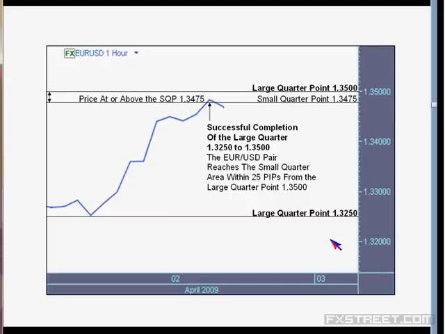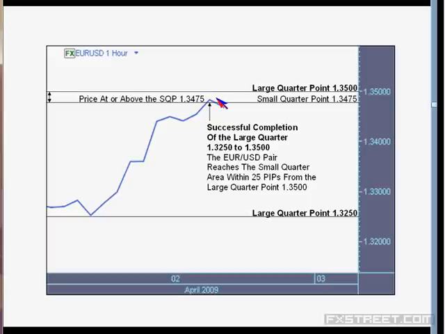So what is the successful completion of a large quarter? Once again, this is a move from a large quarter point. This example gives you the euro-dollar pair. From the large quarter point at $1.3250, you can see the price moving above it, finding support around that large quarter point at $1.3250, to a targeted large quarter point at $1.35.